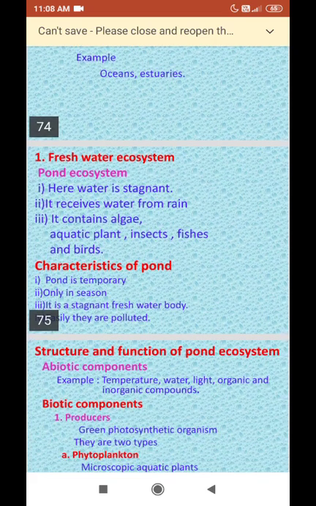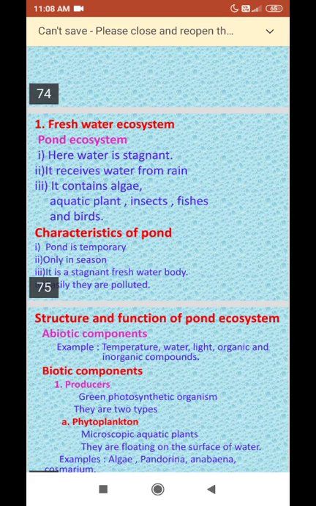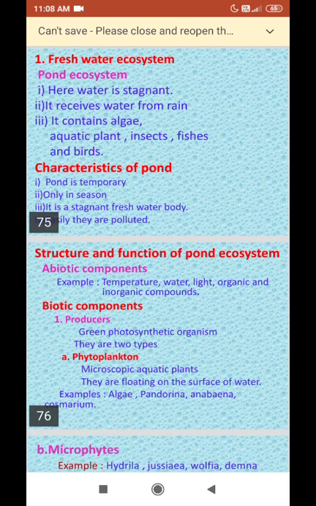First we are going to see about the freshwater ecosystem. First let us see the pond ecosystem. Here in pond, always the water is stagnant. It receives water from rain and it contains algae, that is aquatic plant, insects, fishes and birds. Now let us see the characteristics. Pond is a temporary one and we can see it only in the season. It is a stagnant freshwater body and easily polluted.